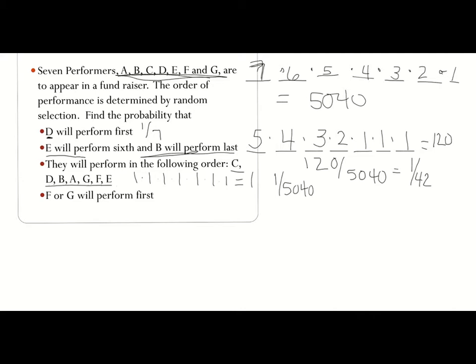Our last one is F or G will perform first. So let's make our 7 spots. There's 4, 5, 6, 7. We'll put our times sign between them.